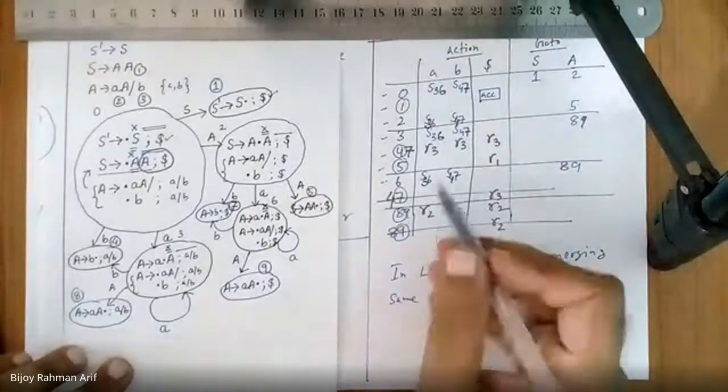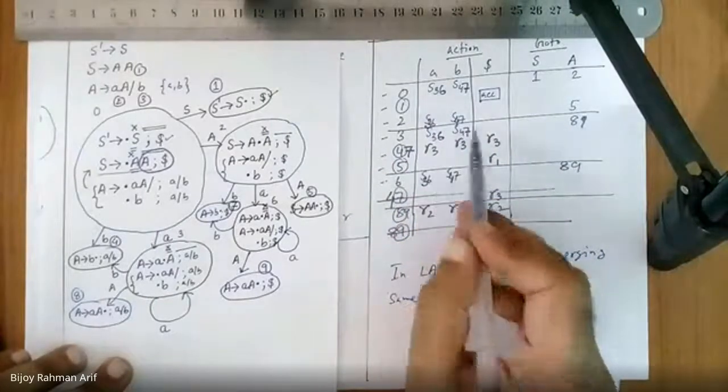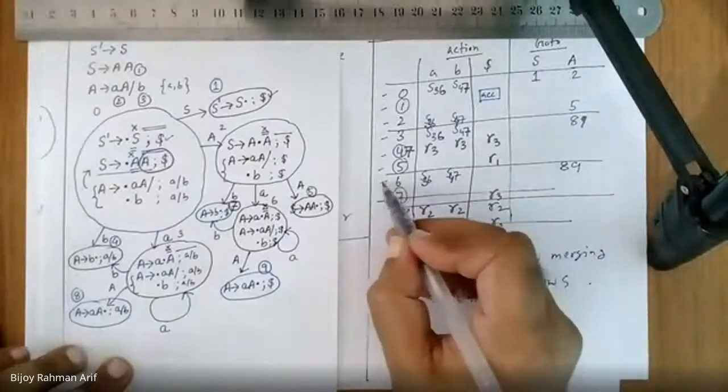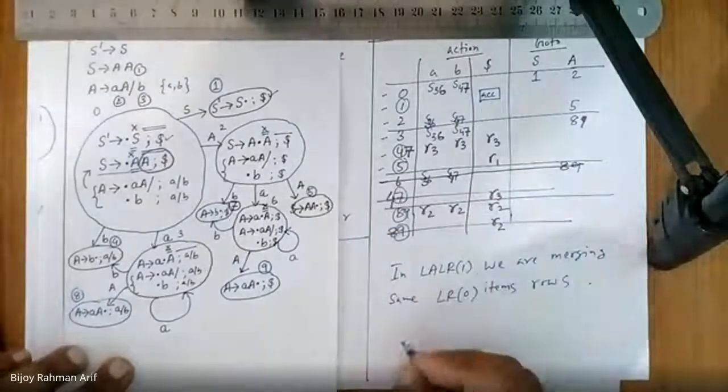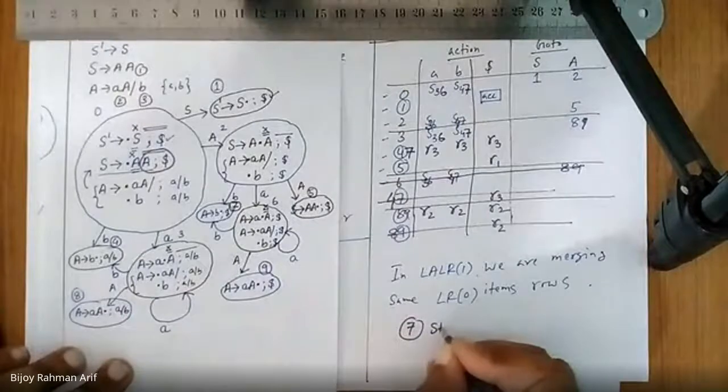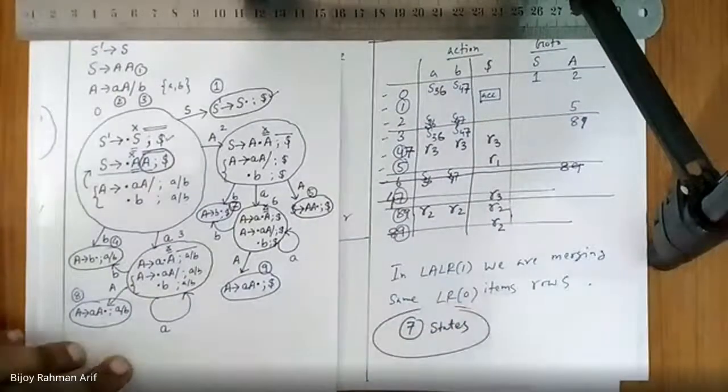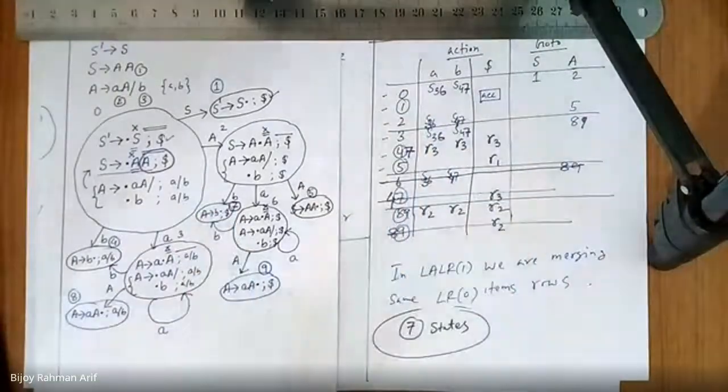Now merge these two. S3 is the same entry, 8 9. Okay, so remove one of these. Now I have 7. Okay, so this is nothing but the LALR1 table. Did you get the point?